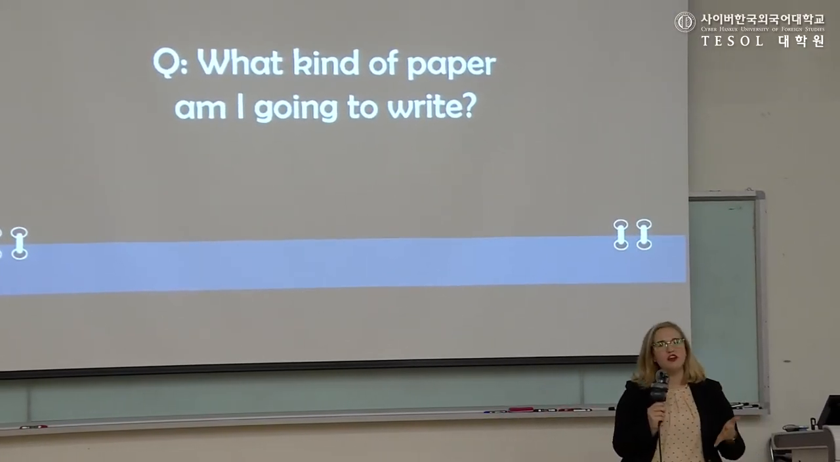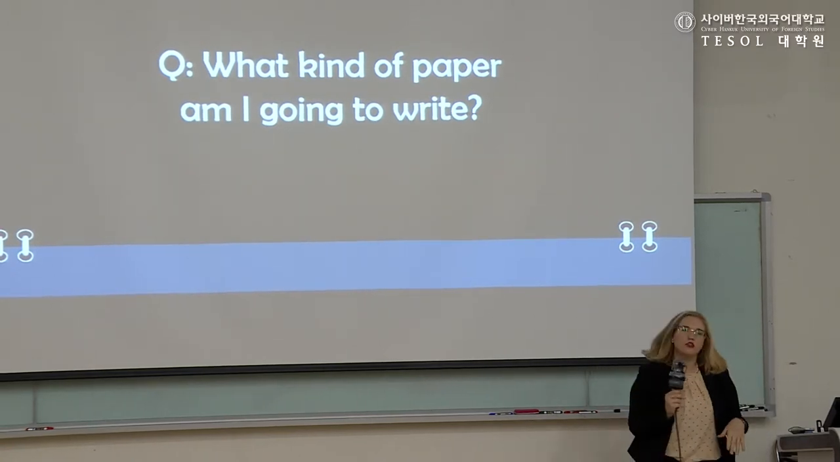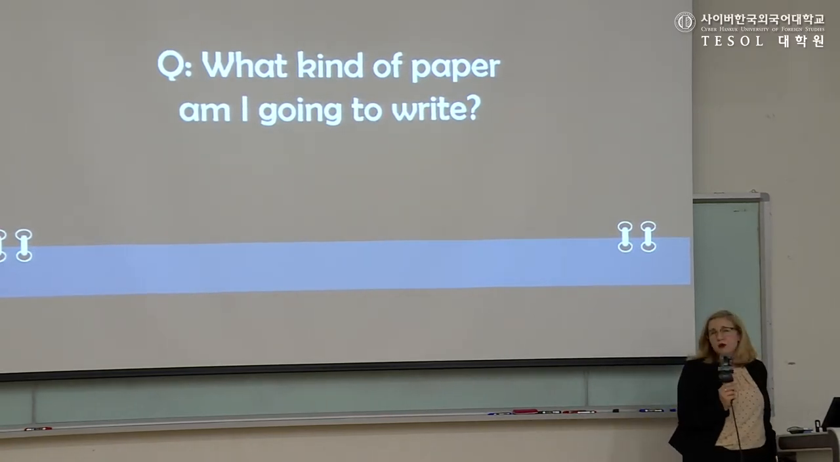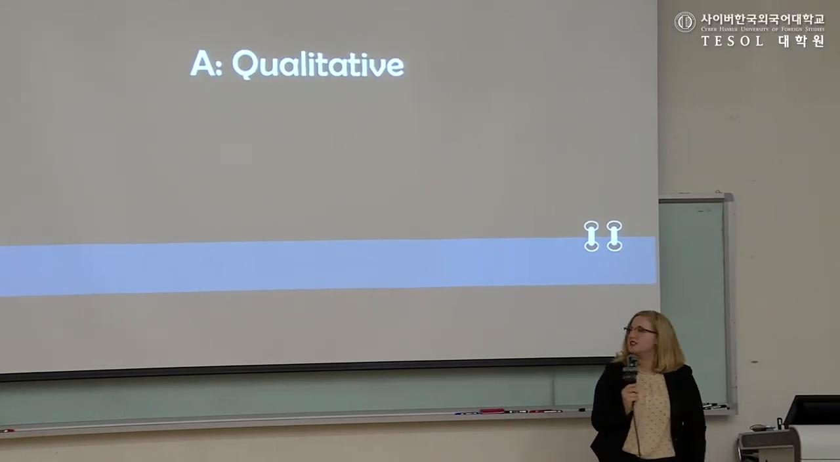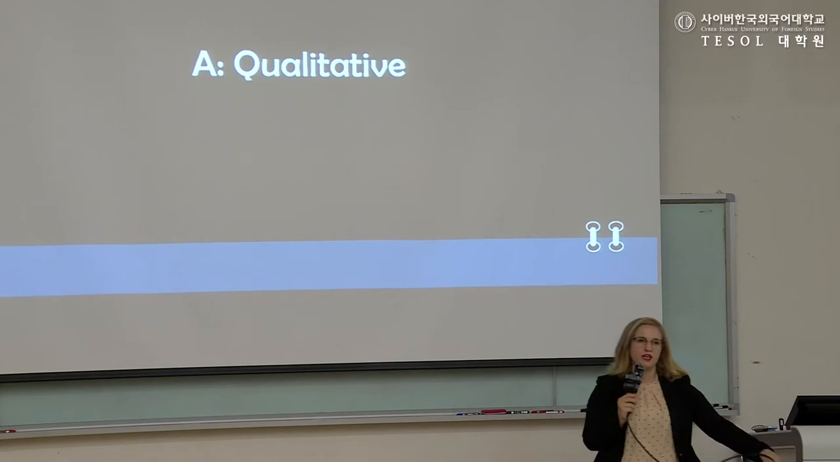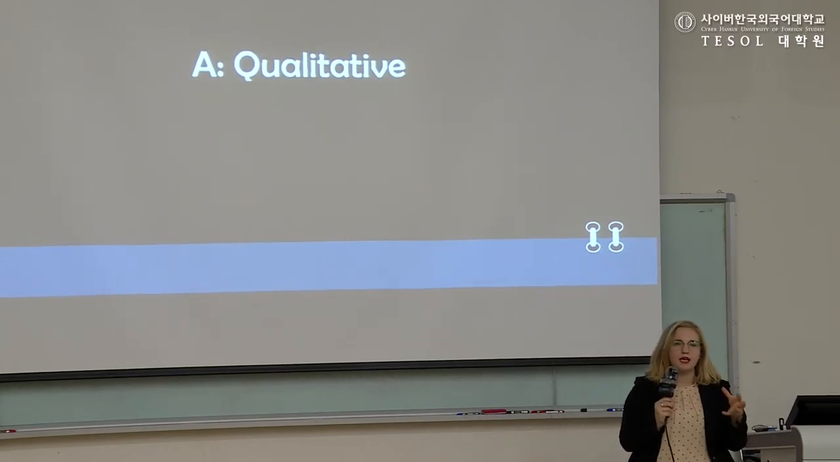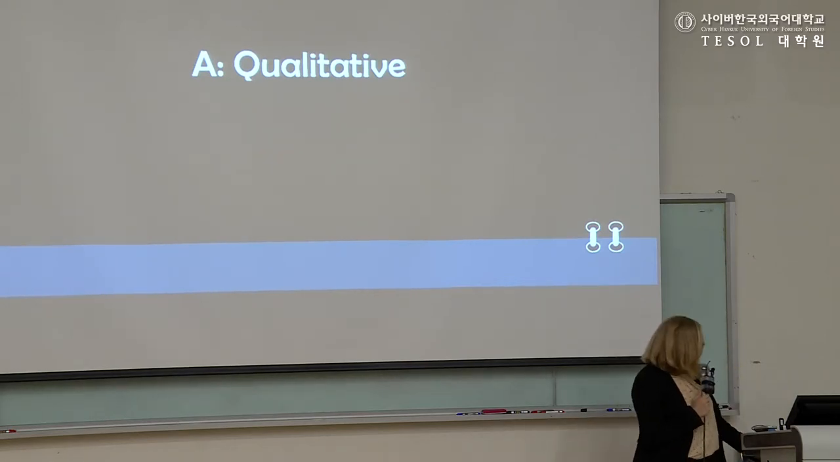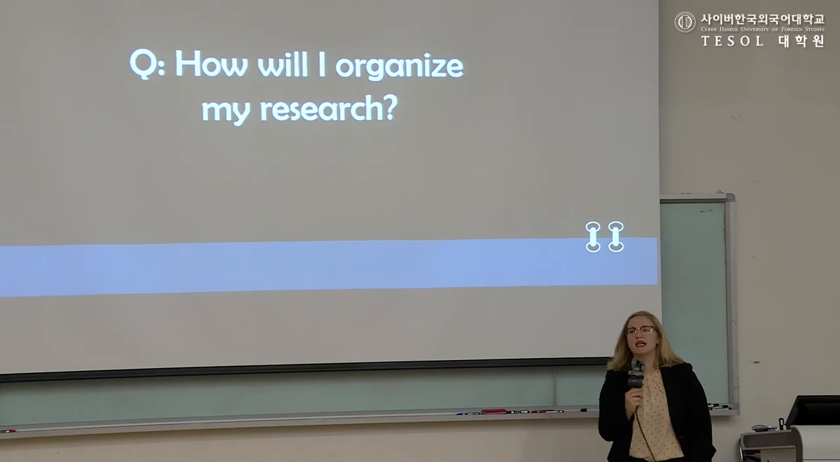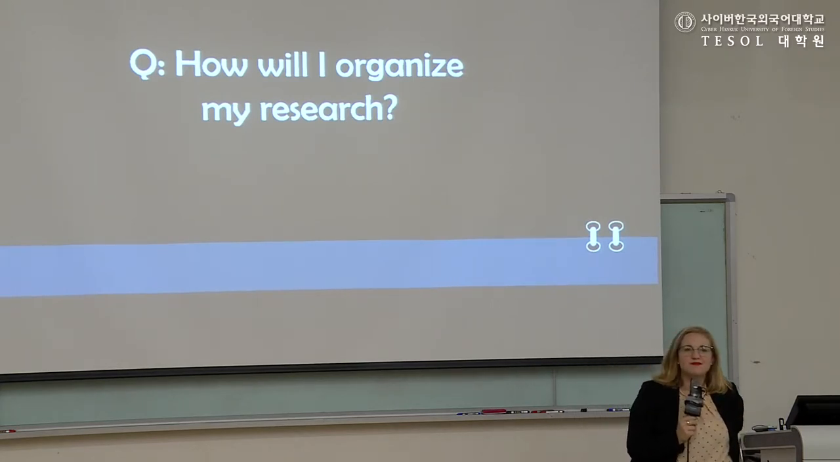Good. So you have to figure out what type of paper you're writing and what goes in with the research that you're doing. Now, I've mostly talked about other people's sources, so I'm going to say, just for the sake of argument, that we're going to write a qualitative paper, because I'm not making quantitative data on my own. And then I ask myself, how am I going to organize my research? How are you going to organize your research?